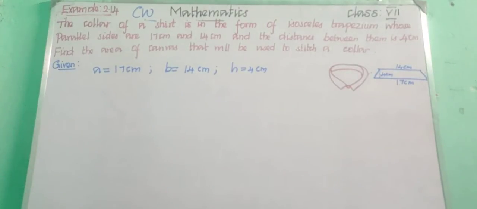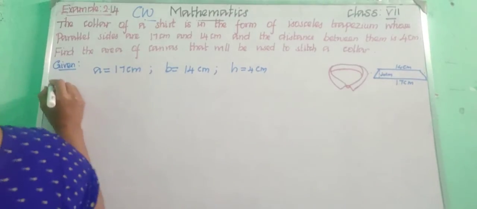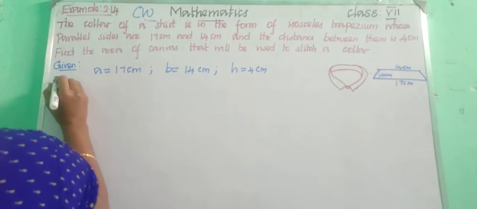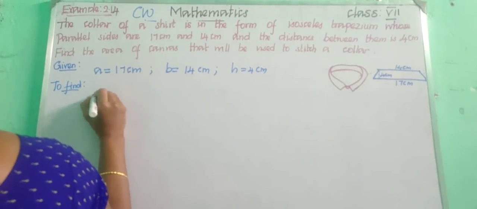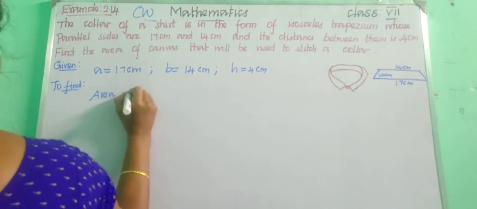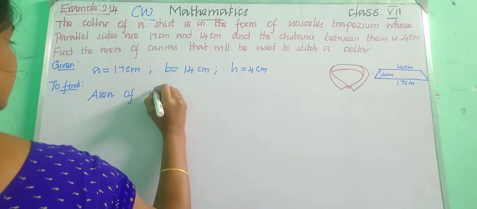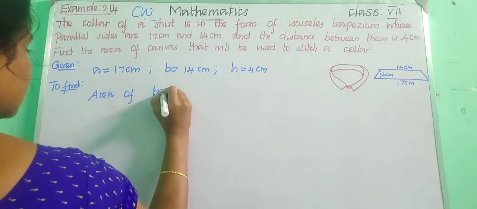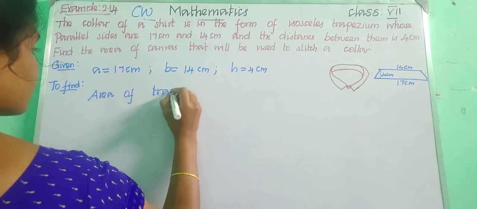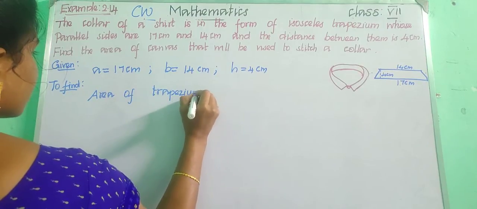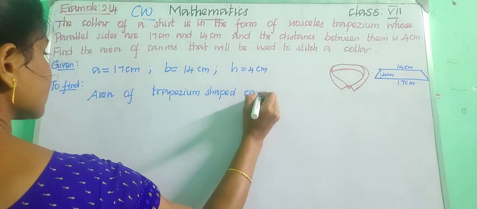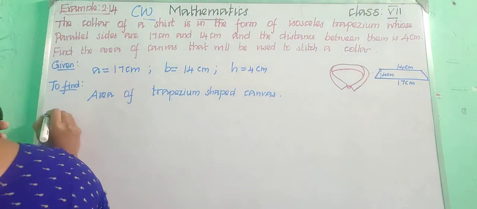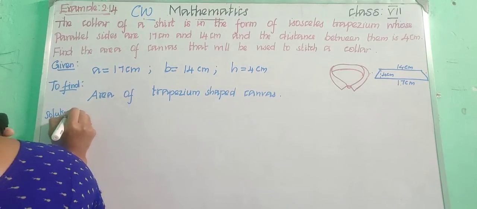See, A, B and H were given. What we need to find? We need to find the area of the trapezium shaped canvas. Okay, children. So what is the formula to find the area of the trapezium shaped canvas?